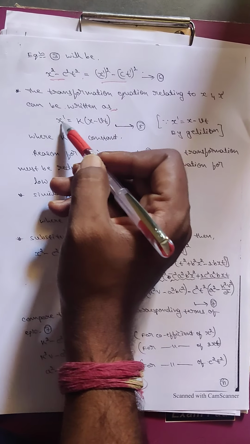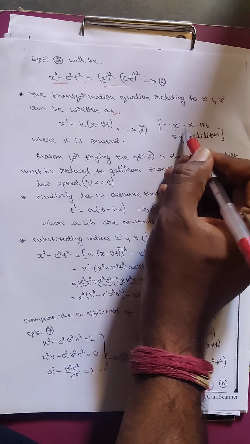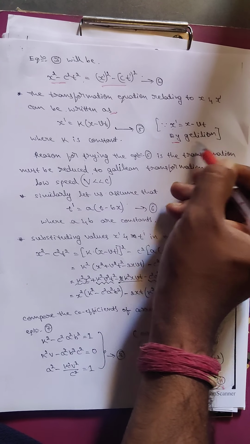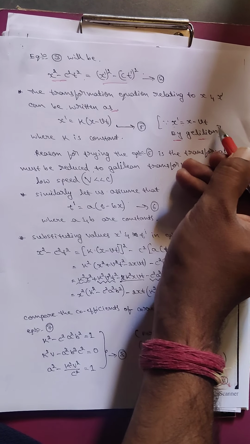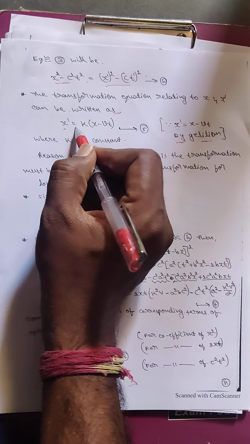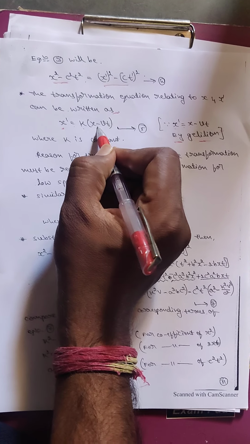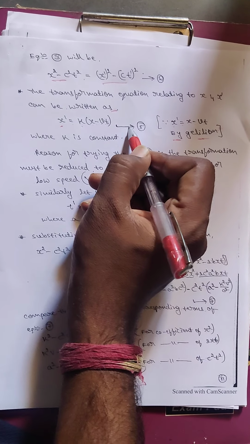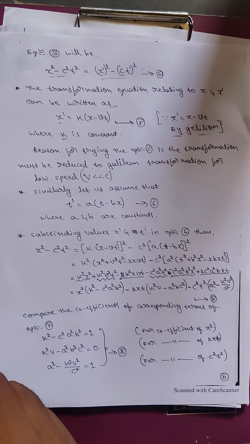See, x dash equal to x minus vt. This is from the Galilean transformation equation. Using this you can write x dash is equal to k into x minus v into t, equation number 5. Here k is a constant.